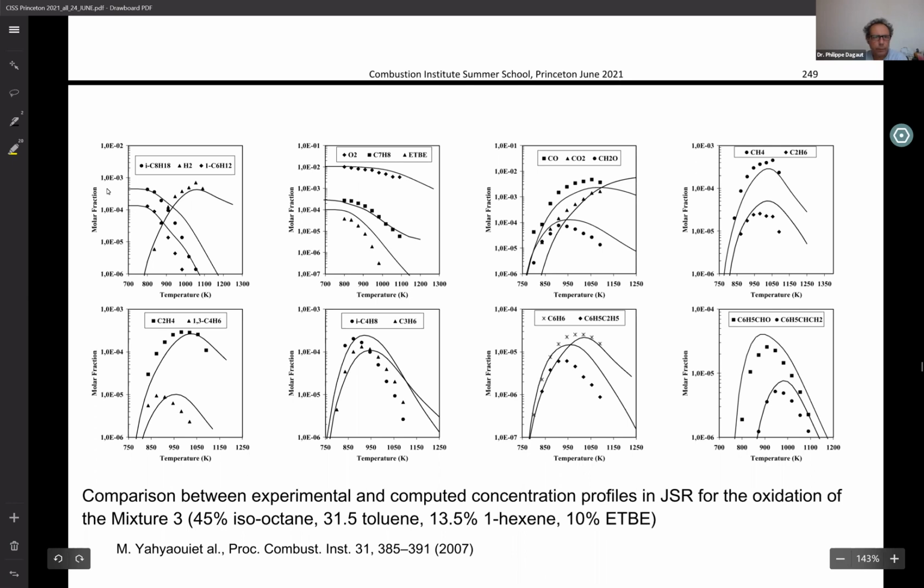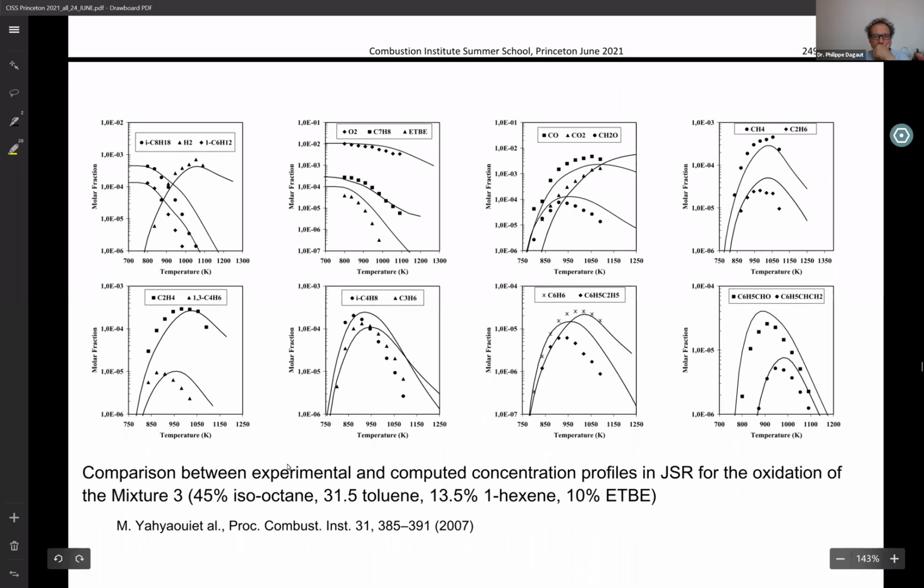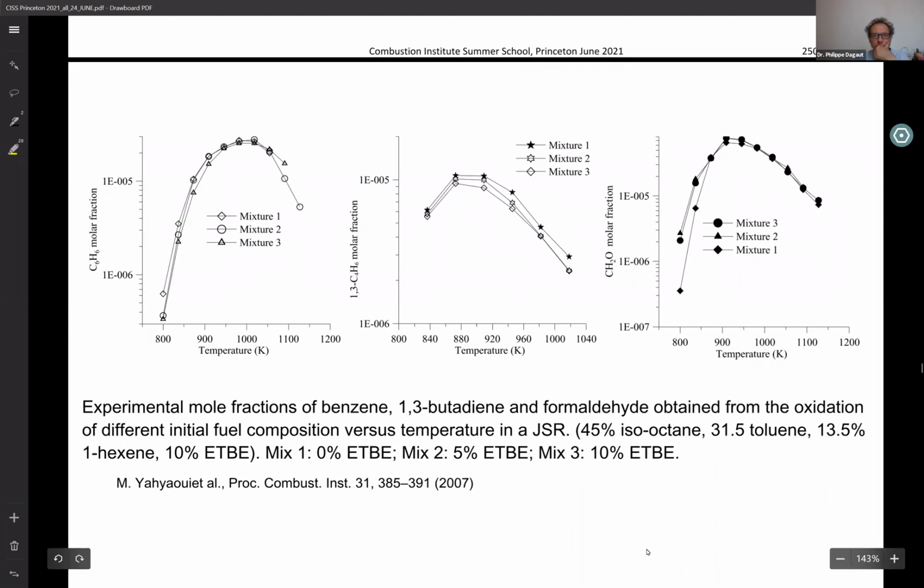And one can see that two of the fuel components, isooctane here and 1-hexene, as well as toluene, ETBE, are relatively well represented by the model we use. And this model is also tested against intermediates and products like CO, CO2, formaldehyde, ethylene here, and methane. We tested the formation of some specific pollutants like benzene.